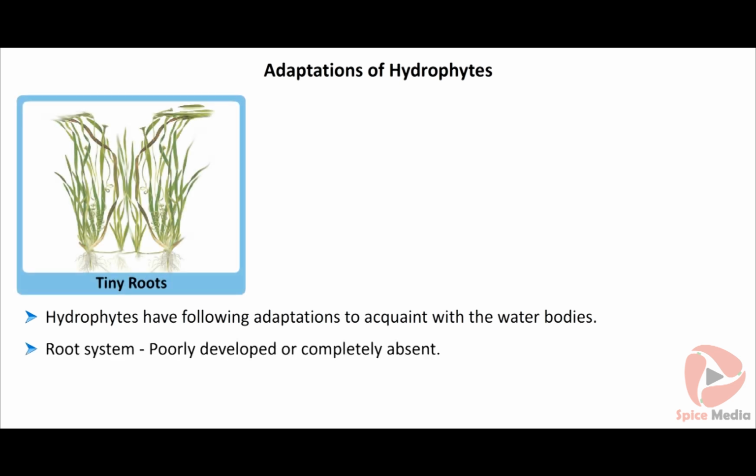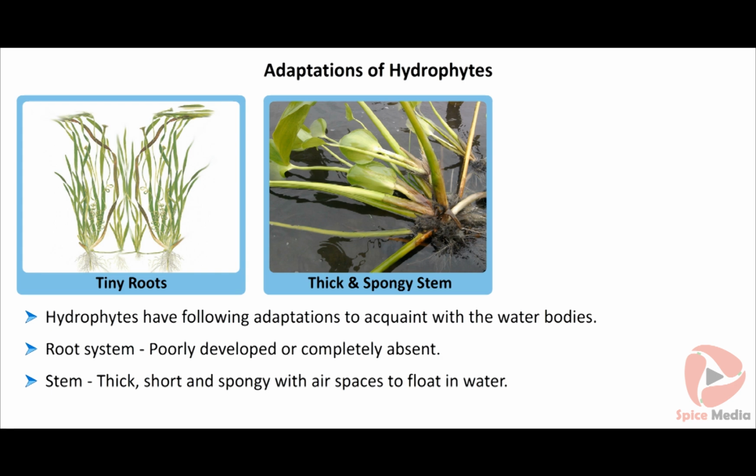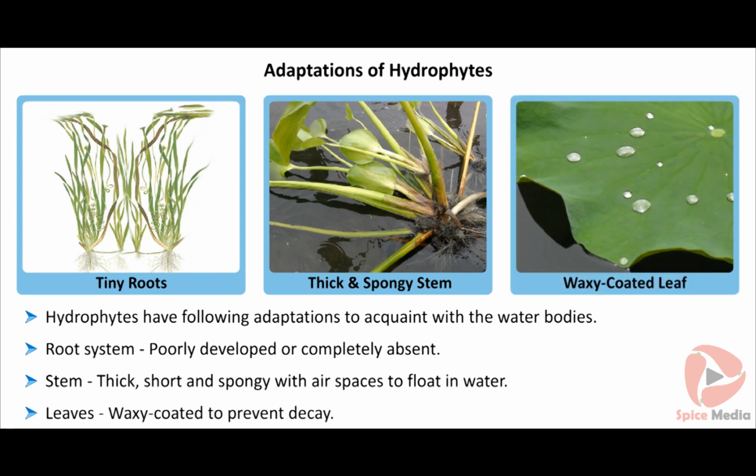Hydrophytes have the following adaptations to acquaint with the water bodies. Root system is either poorly developed or completely absent. Stem is thick, short and spongy with air spaces to float in water. Leaves have a waxy coat which prevents their decay in excess water.